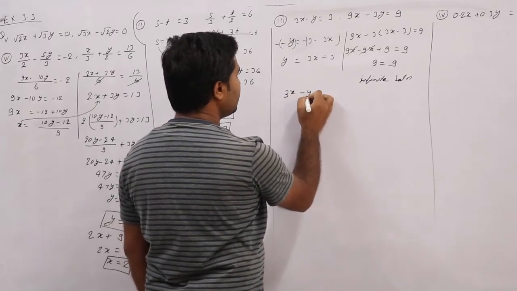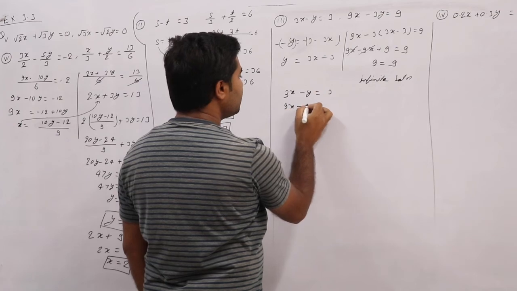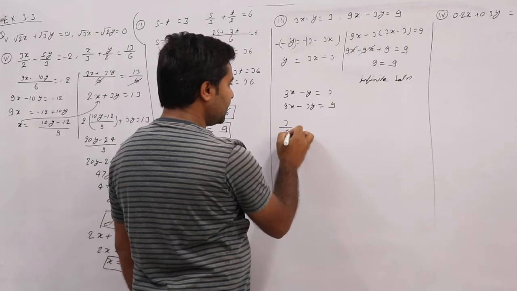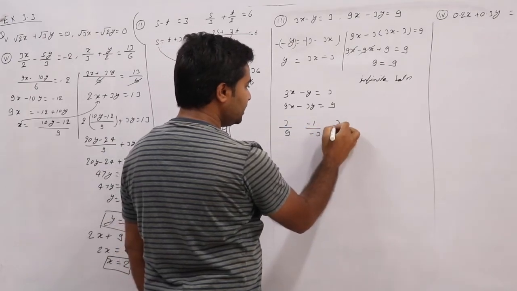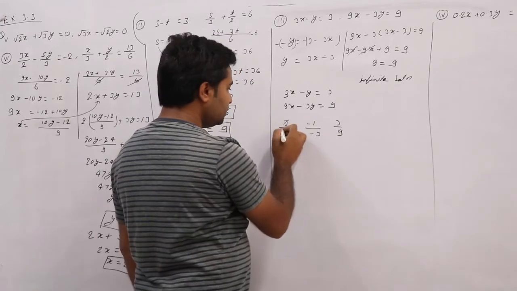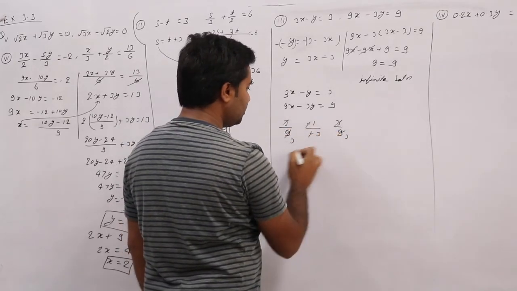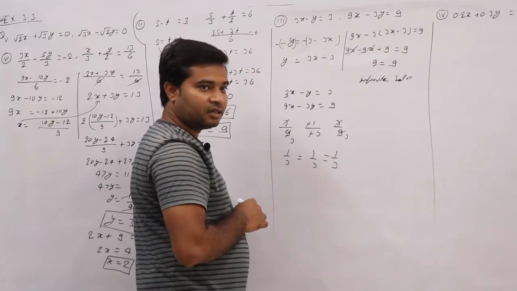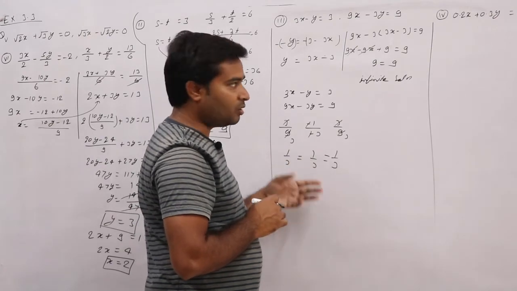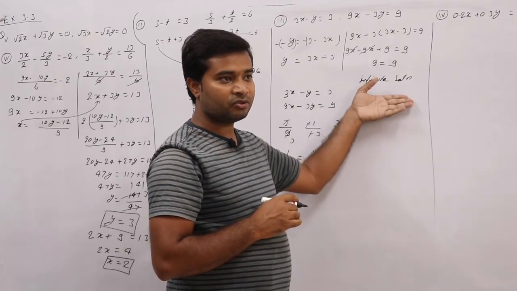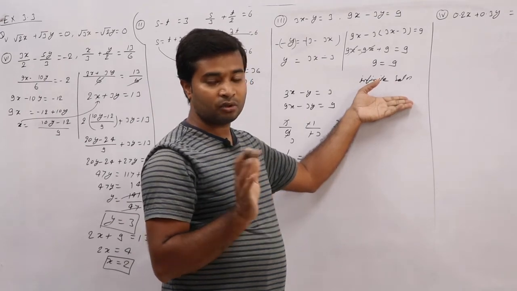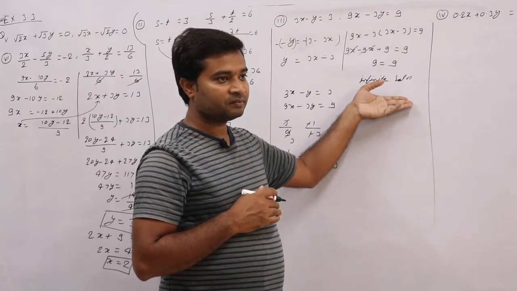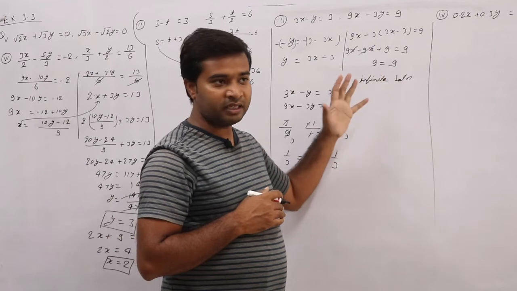3x minus y is equal to 3 and 9x minus 3y is equal to 9. Now check a1 by a2, b1 by b2, c1 by c2. 3 by 9, 1 by 3; minus 1 by minus 3, the minus cancels, 1 by 3; 3 by 9, 1 by 3. All are equal. When all are equal, you will get no solution or infinite solution. Go back and see first. So this is a thing you should remember.